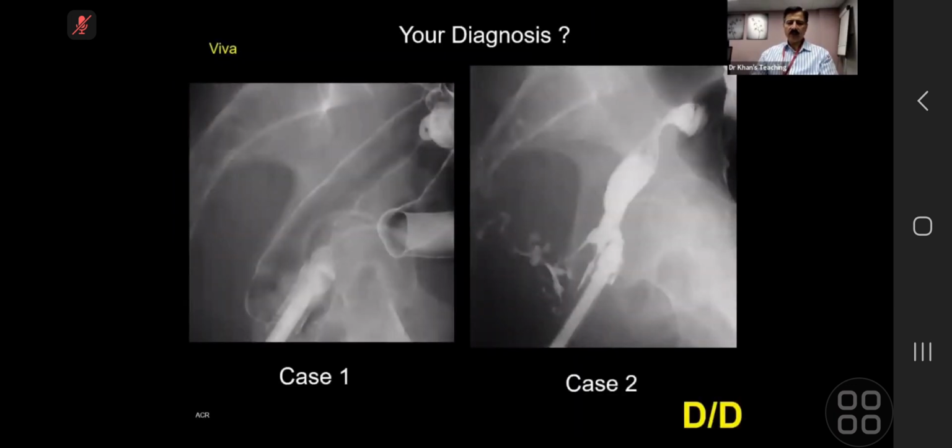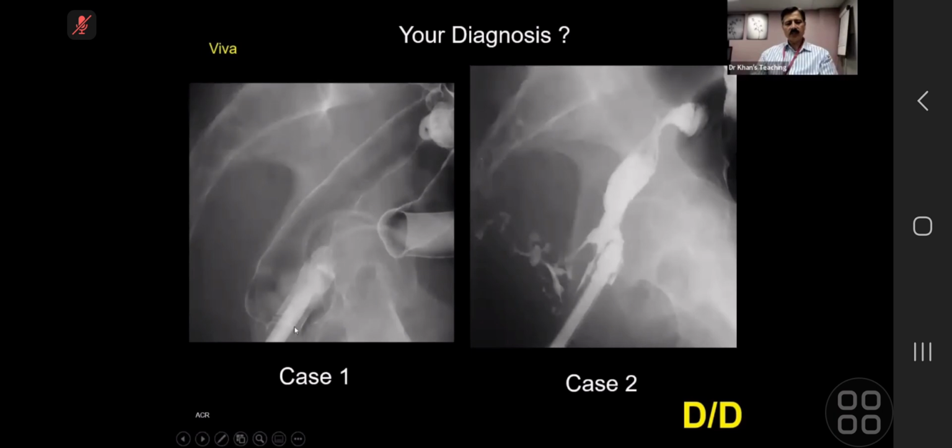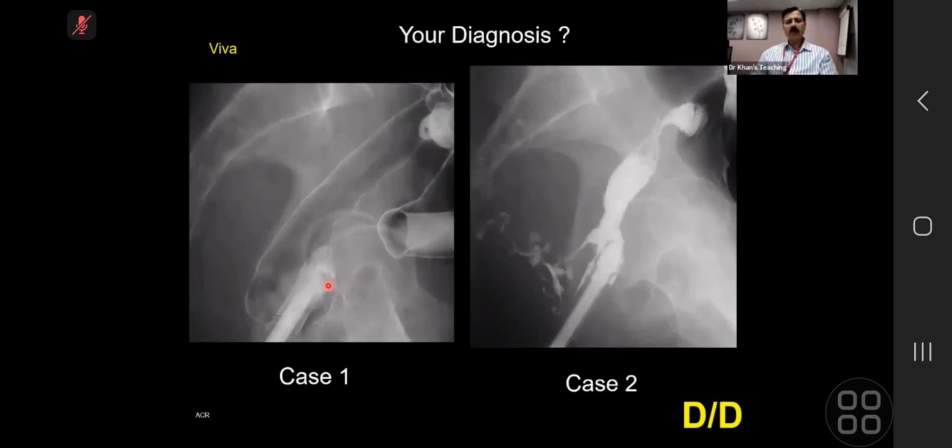Now, candidate 2, this is a lateral film of which area? I can see the sacrum, so it should be either the ileocecal area... Sorry, it's the rectum and rectosigmoid junction. Yeah. So this is the rectum itself, right? Yeah.